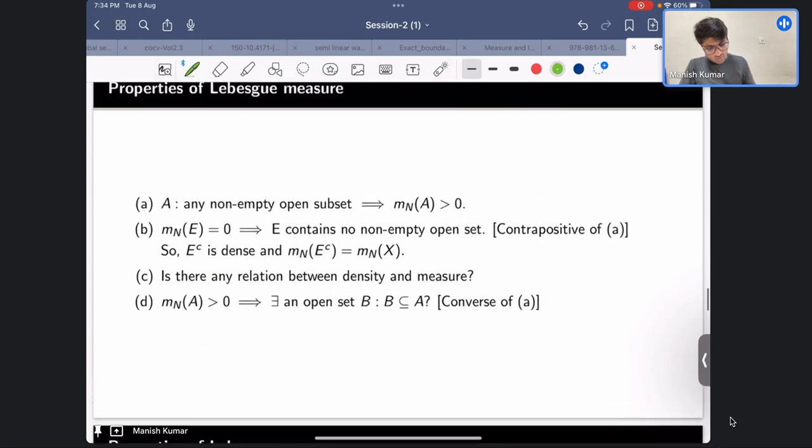Okay, so now the question is, what did you see? That if A is a non-empty open subset, the measure is positive. So is the converse true? If the measure of some set is positive, will it contain a non-empty open subset? This is the converse of this part. It says a non-empty open subset implies measure is positive. Now the question is, if the measure is positive, does it mean that it will contain a non-empty open set? What do you say? Is this true? Any guesses?